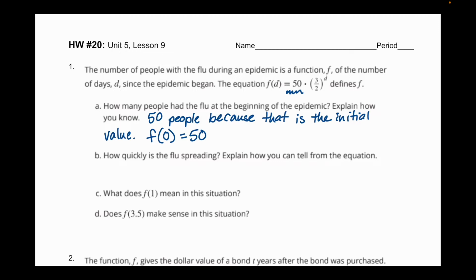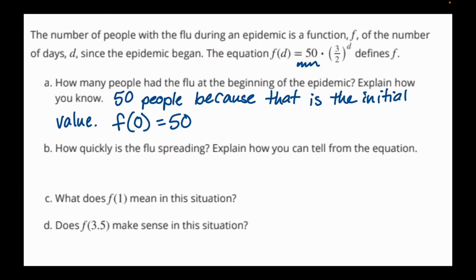When we input 0, anything to the power of 0 is 1. So that means right up here where we're saying 3 over 2, if we're raising it to the power of 0, it becomes a 1, and we just multiply and have our 50. So that is going to be our initial value, but it's also the value when we input 0. Either of those are good explanations. Now, for part B of this question, how quickly is the flu spreading? And explain how you can tell from the equation.